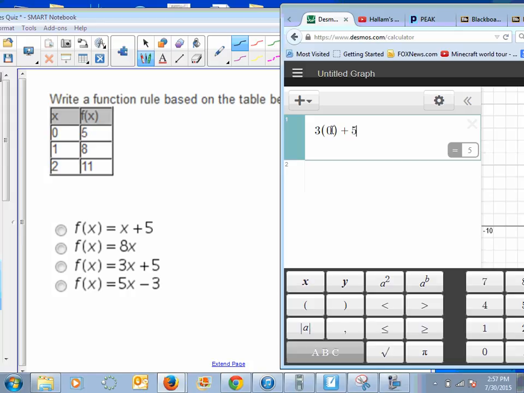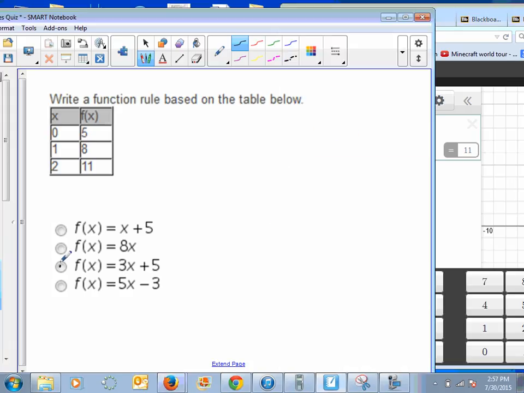That's good. Slide down. Let's make x a 1. Let's see if we get 8. We do, we get 8. We're looking good. Make it a 2. Let's see if we get 11. Got a 2, got 11. That's good right there.